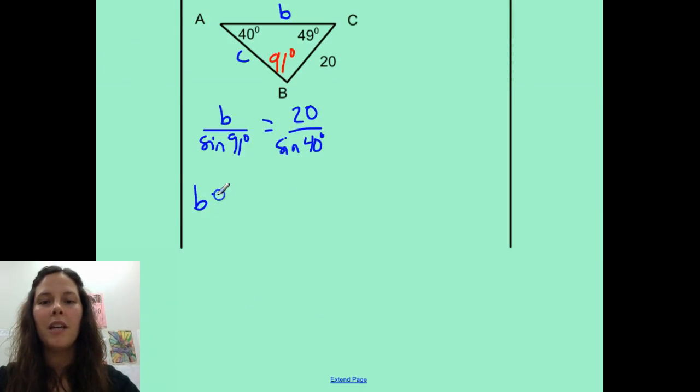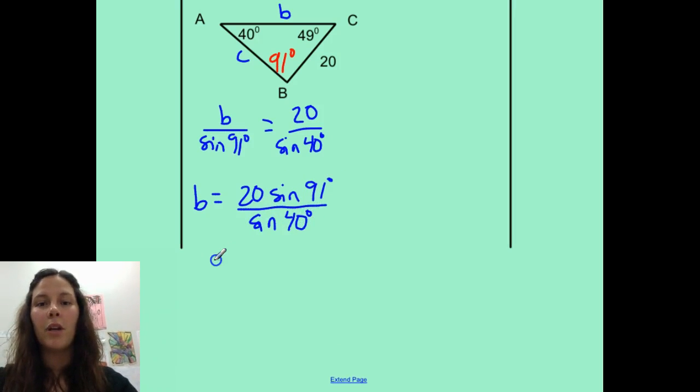So to solve for B, all we need to do is multiply both sides by the sine of 91 and then punch this in our calculator, making sure that we are in degree mode because our angles are in degrees. Remember, we always round to the nearest thousandth. So in this case, I get about 31.110 when I round to the nearest thousandth. Type this in your calculator. Look at what the number is that's sitting there and how I rounded.